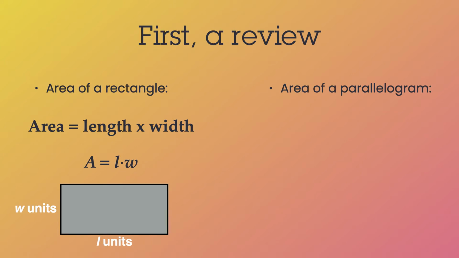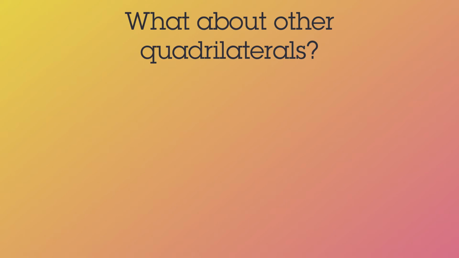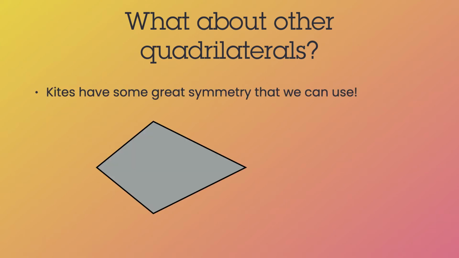Then we talked about area of a parallelogram, and we figured out that was very similar to a rectangle, but we call it base and height. And here's a picture with base and height. But what about other quadrilaterals? We're going to talk about kites today because they have some great symmetry that we can use to easily find the area, specifically by using one of those diagonals.